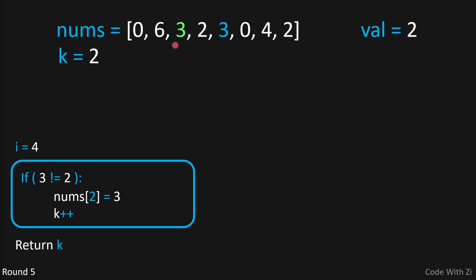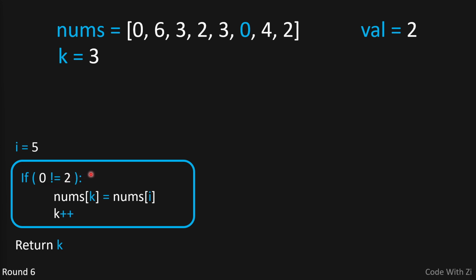And then after we're done with this, we're going to increment our k. So let's do that. Then we're going to move on to the next round. Now we're currently in the 6th round of our for loop. Our I is 5. So we're going to say if nums of I, meaning this 0, because this is the number with the index of 5, is not equal to 2. Well, as you can see, again, this statement is correct. 0 is not equal to 2.